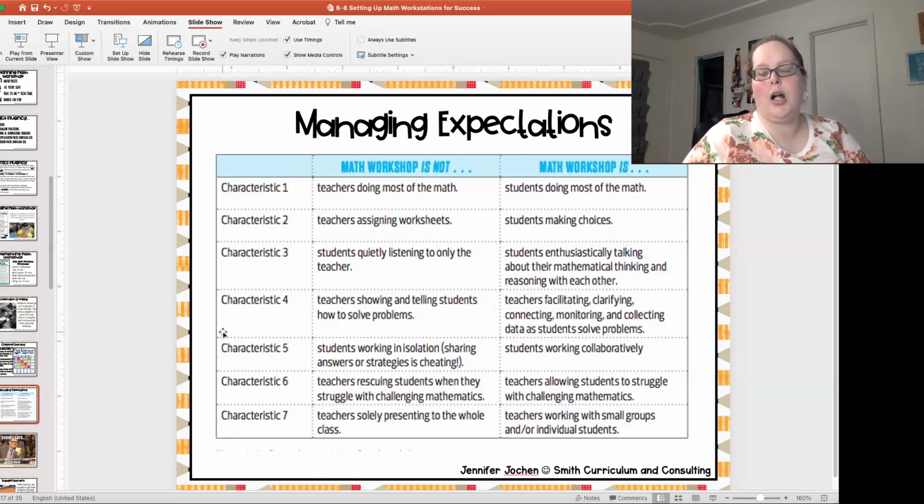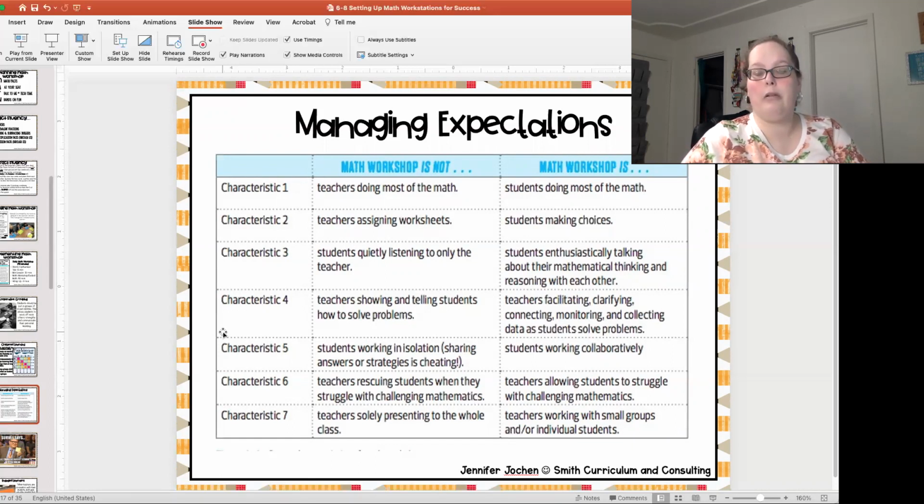We talked before about managing expectations. I found this little chart, and it's really important to know what Math Workshop is and what Math Workshop is not. I think the biggest thing I pull from it is that it is student-centered, not teacher-centered. It is group-centered and not independent-centered. Now, I know that's a struggle right now with remote learning, but using small groups within our classroom management system is important.